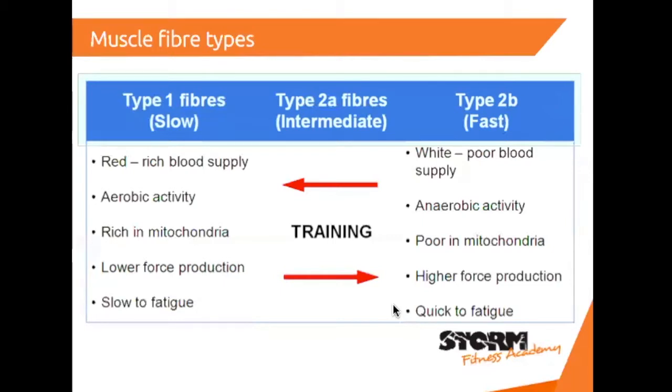What you tend to find is that anyone that is an elite athlete in either endurance or high intensity sports like sprinting, jumping, throwing, has a massive abundance of one or the other. So Mo Farah will have a large quantity of type 1 fibers. Usain Bolt will have a large quantity of type 2B.